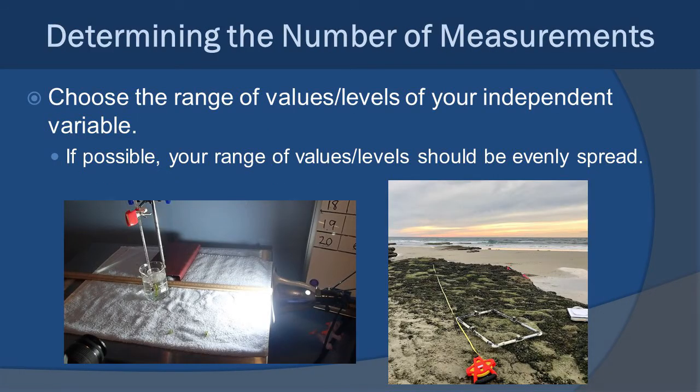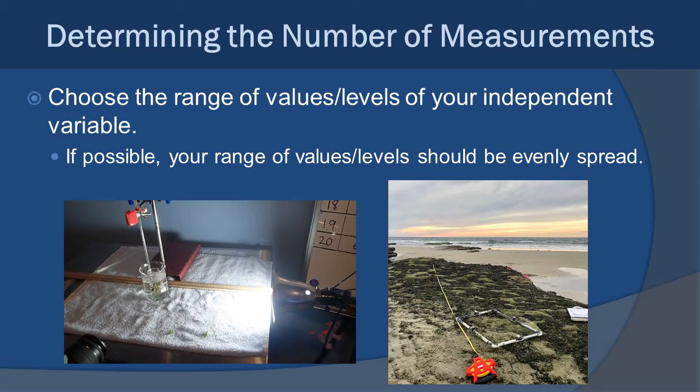Now, getting back into the experimental design here, you want to determine the number of measurements you need to make. First, you need to choose the range of values or levels of your independent variable. If possible, your range of values or levels should be evenly spread as well. For example, here we're looking at the effect of light on productivity in that beaker, which has a little piece of plant in it, right? So we can divvy it up. The independent variable would be how far the plant is away from the light. And we can specifically set distances that we're going to look at. Those are your different levels.